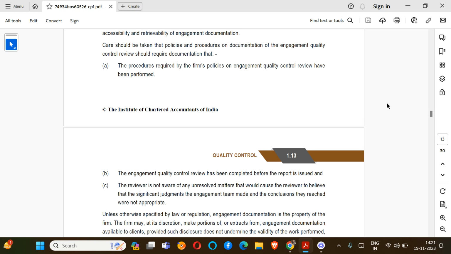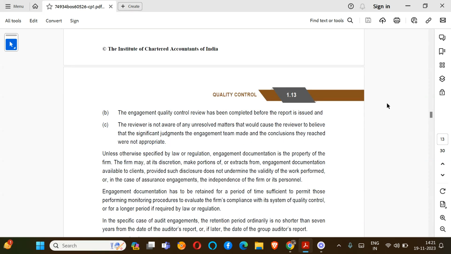So what all can the firm do in order to, let's say, document the quality control review? So सबसे पहले तो we are going to see the procedures that are required by the firm's policies on engagement quality control review. Then we have to see the engagement quality control review has been completed before the report is issued, and the reviewer is not aware of any unresolved matters that would cause the reviewer to believe that the significant judgments the engagement team made and the conclusions they reached were not appropriate. So all of that need to be done.